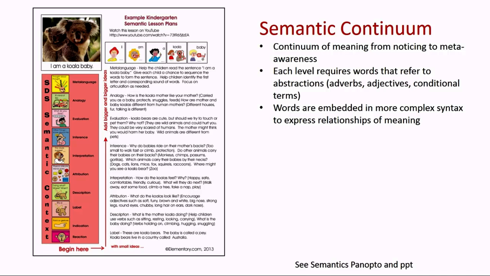So while you're looking at the semantics, other things are also happening. You need more abstract vocabulary. You need longer and more complex sentences in order to get those relationships of meaning down. The koala is hugging his mother because he may fall out of the tree. So the description, he's hugging his mother, is a less complex sentence than something that's an interpretation, which needs the conjunction. He's hugging his mother because he could fall out of the tree.